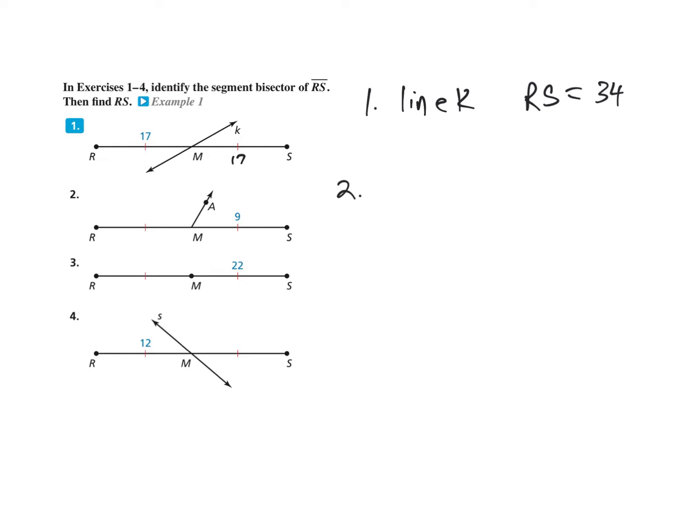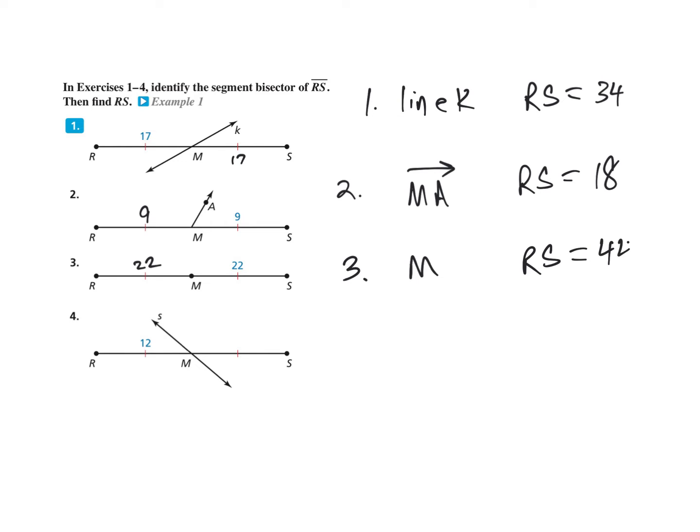Number two, the segment bisector is a ray MA. And again, the distance from R to S. If MS is 9, these little hash marks mean they're the same, so that's 18. Number 3, and the segment bisector here is just point M. And RS is going to be 22 and 22, which is 44.